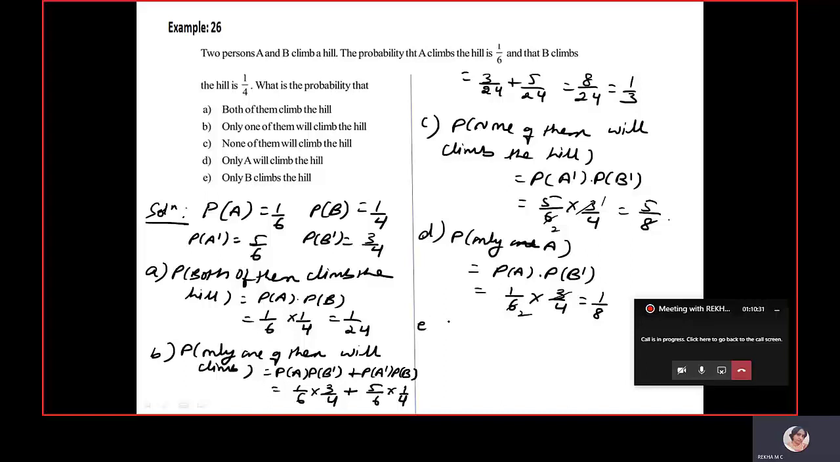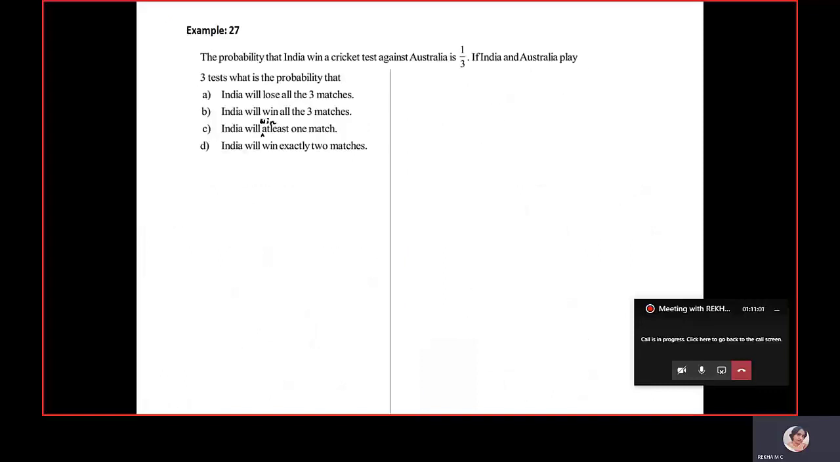And sub-question E, P of only B will climb the hill, only B climbs. So that is equal to P of A complement into P of B. So that is 5/6 into 1/4, that is 5/24. Yes. The next question.